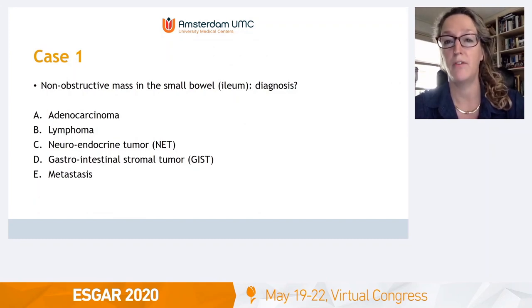So we do not have many results yet, but we do have a non-obstructive mass in a small bowel. It was located in an ileum loop. And what could the diagnosis be? I would very much like you to vote right now. You can use the chat for that. Is it A, adenocarcinoma, B, lymphoma, C, neuroendocrine tumor, D, gastrointestinal stroma tumor, or E, metastasis?